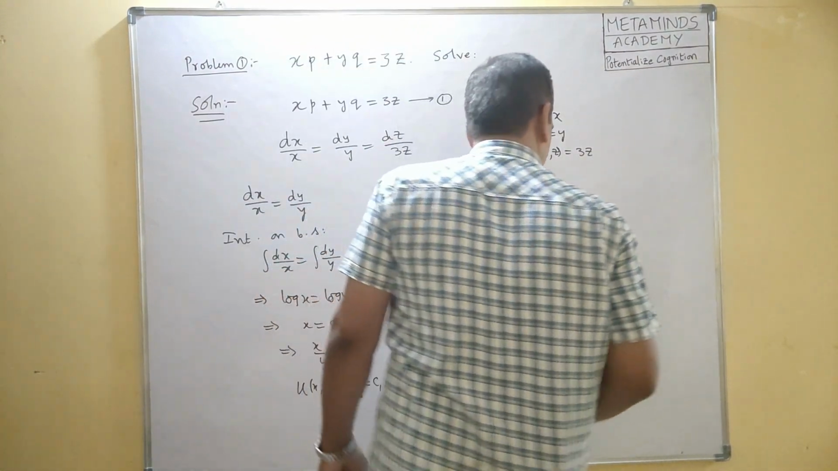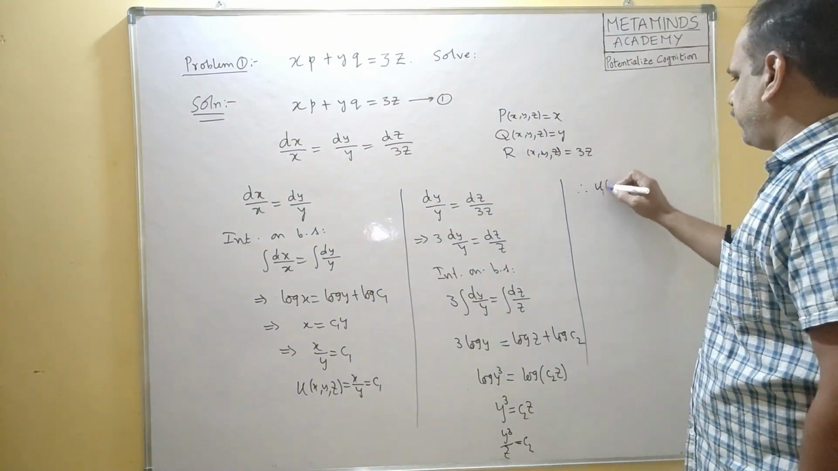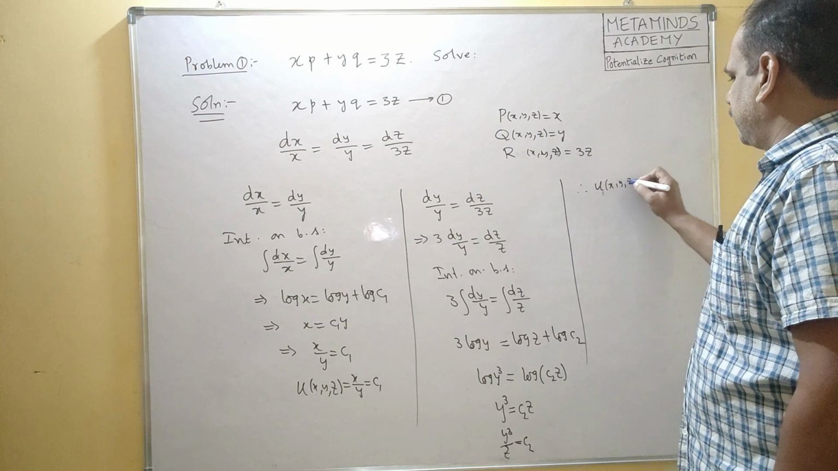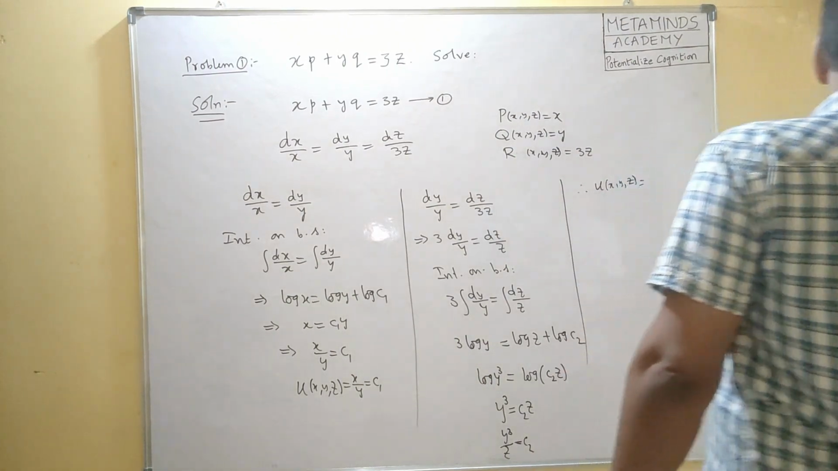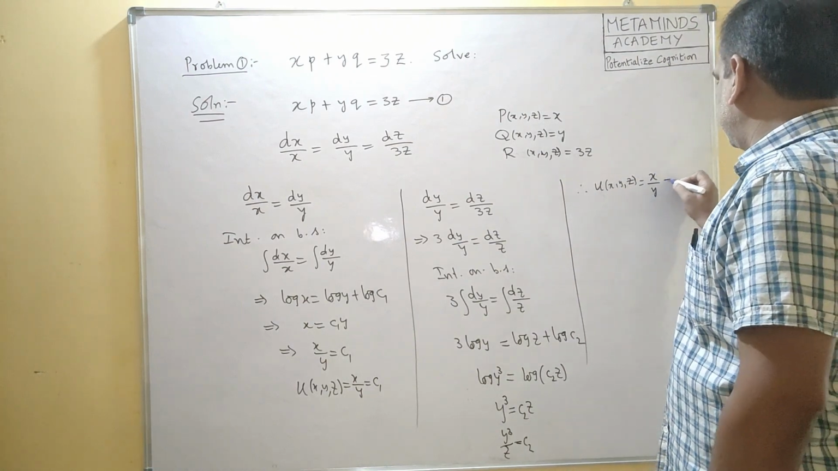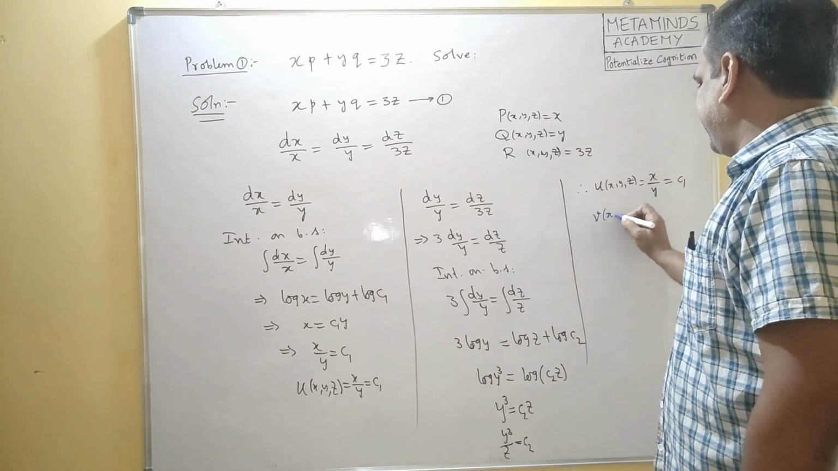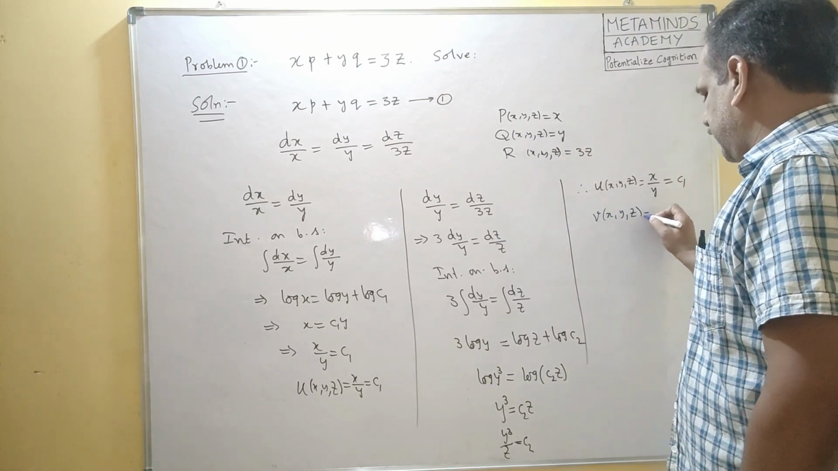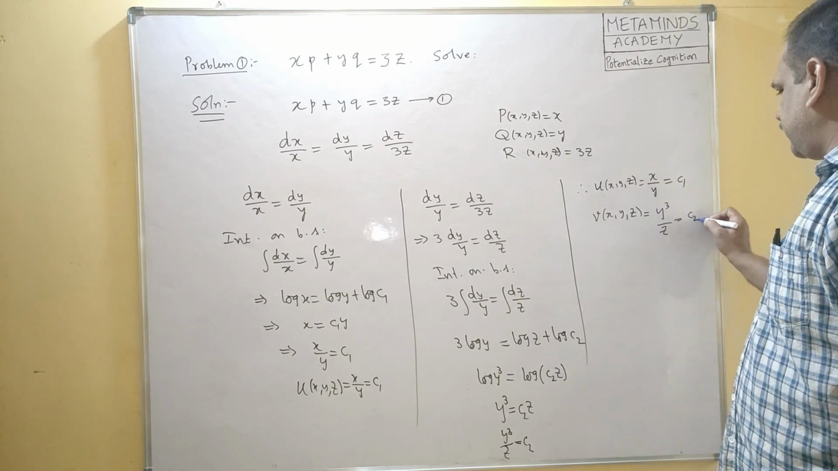So therefore you have two functions: u of x, y, z is x/y = c1, the first one, and v of x, y, z is y³/z = c2.